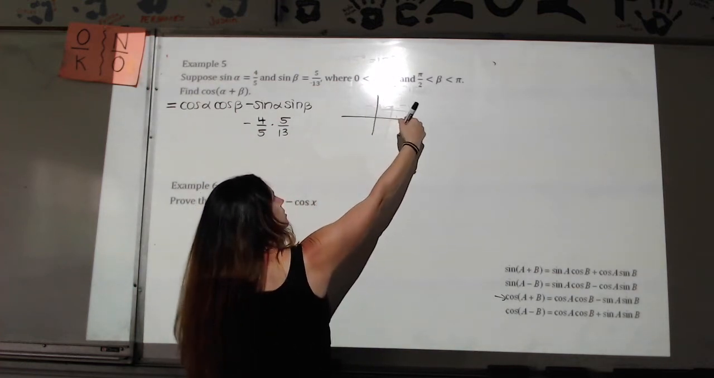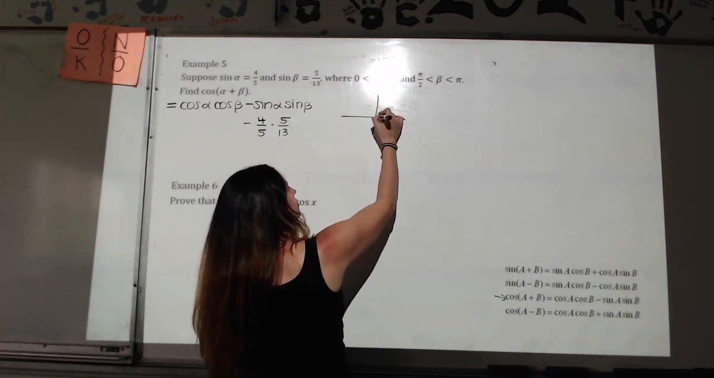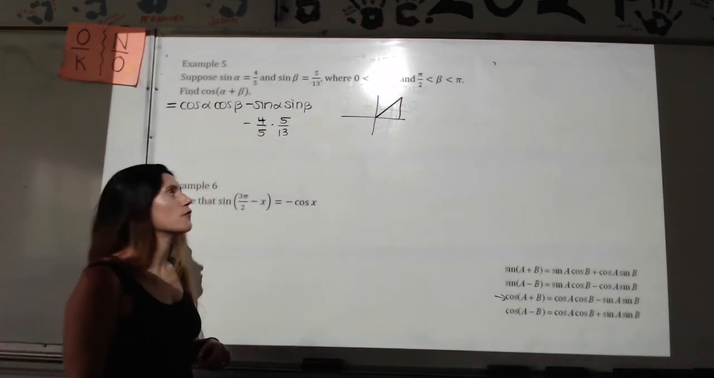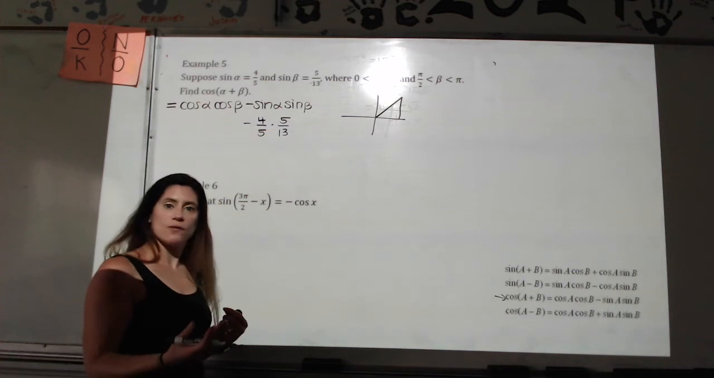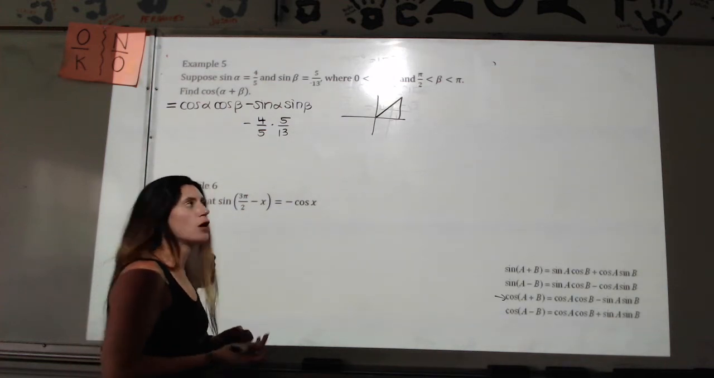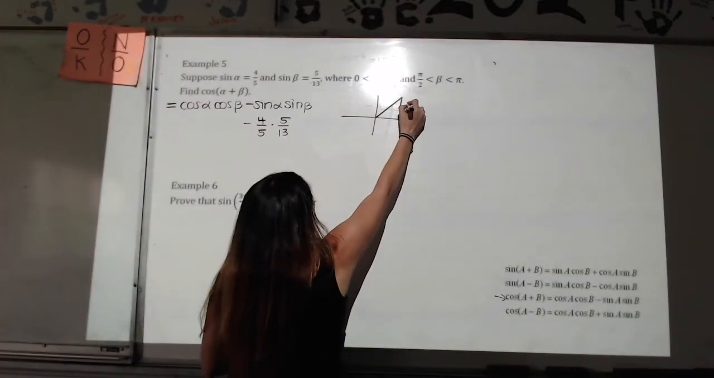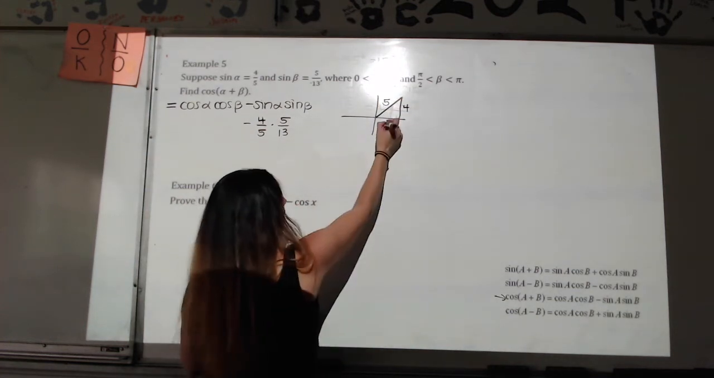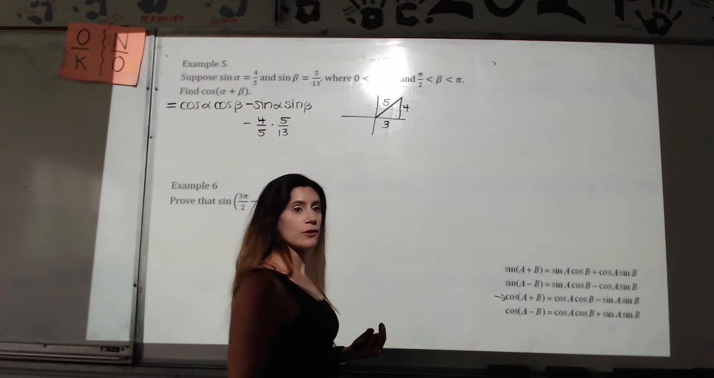They tell me alpha is between 0 and pi over 2. So I'm going to put a triangle between 0 and pi over 2. I know the sine is 4 over 5. Use SOHCAHTOA. So the opposite will be 4 and the hypotenuse will be 5. Use your triples and you know that the adjacent side is 3.